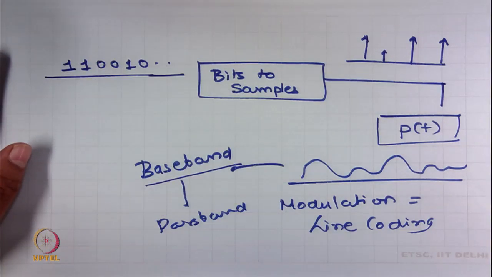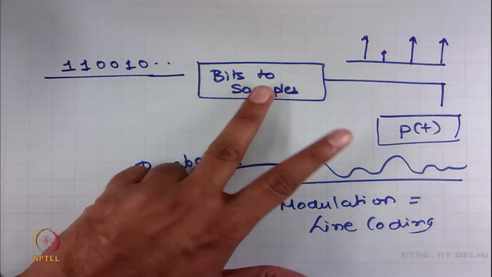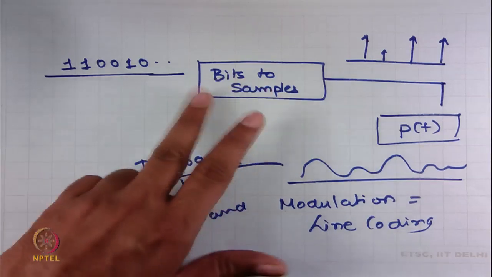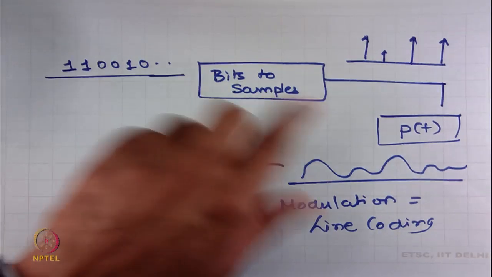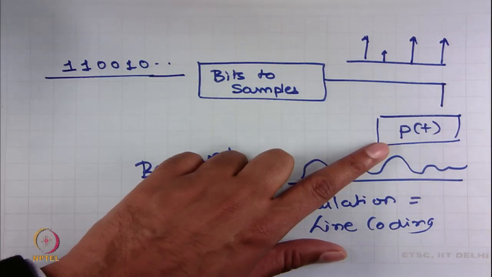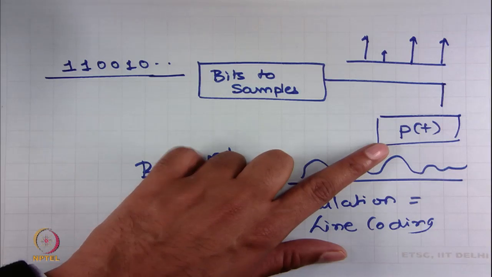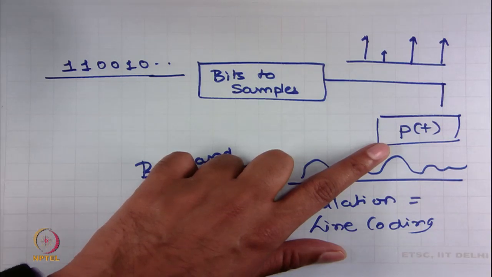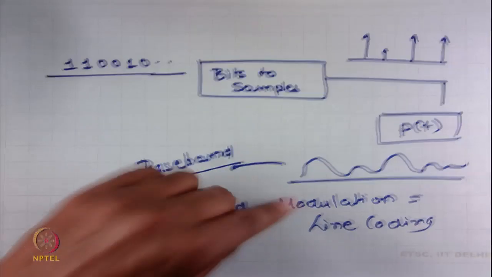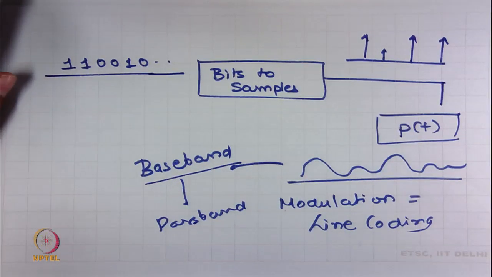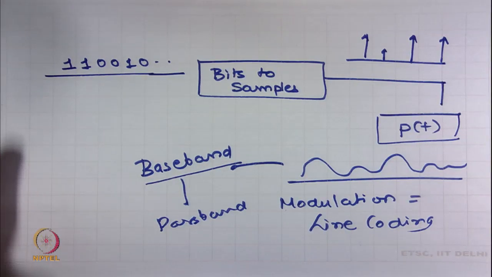Instead of saying that you have a modulator, we can also say this is a line coder. So, what is a line coder? It just has two elements. First, there is a bits to sample converter and then there is a filter, and this is a line coder. It produces baseband analog waveforms which are suitable for transmission over baseband channels. So, a line coder is a part of a modulator. Sometimes we also call these line coding schemes.